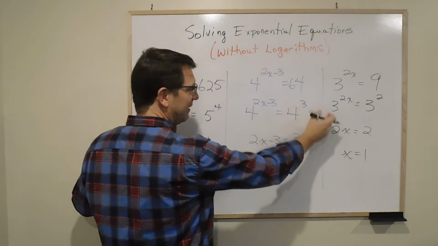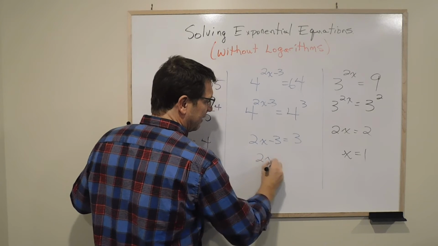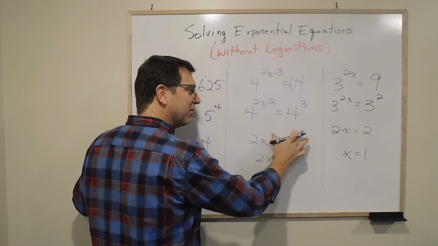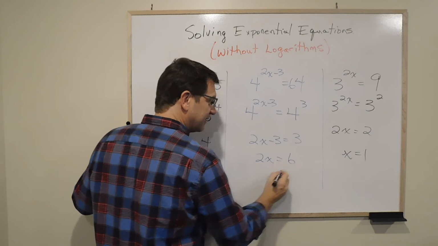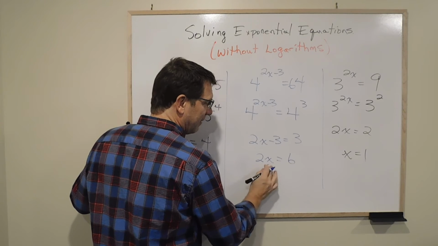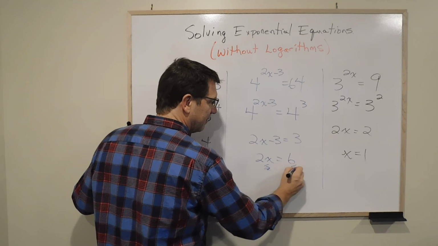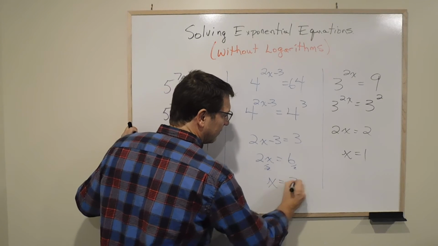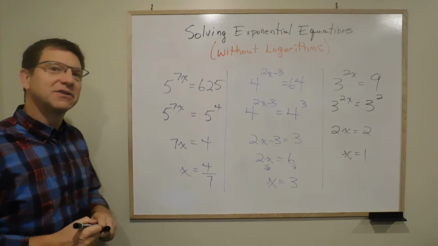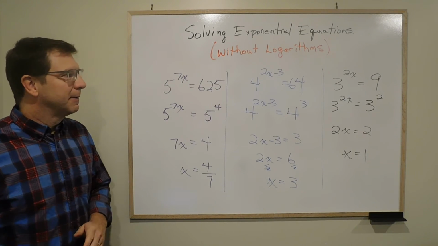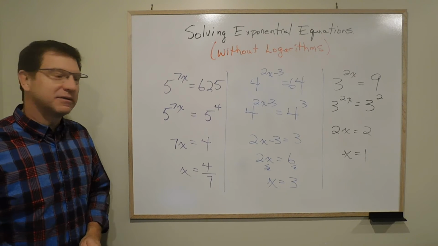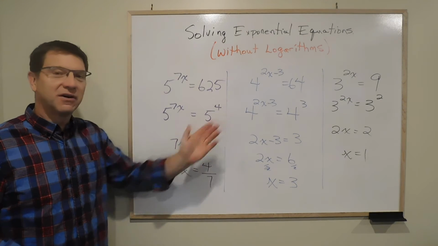I need to bring 3 to the other side and add it. 2x is going to equal 3 plus 3, which is 6. And then I'm going to divide by 2. So x is going to equal 3. Right? X is going to equal 3. Okay. And it works, right? So you get an answer for all of these.